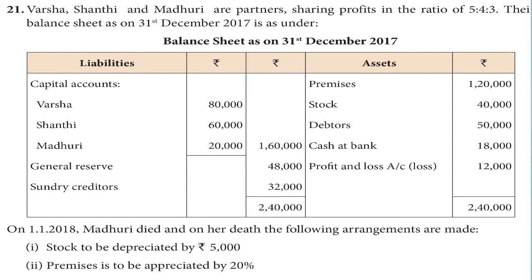On 1/1/2018, Madhuri died and on her death the following arrangements are made. Stock to be depreciated by rupees 5,000. Premises is to be appreciated by 20%. To provide rupees 4,000 for bad debts. The final amount due to Madhuri was not paid. Prepare revaluation account, partners capital account and the balance sheet of the firm after death.